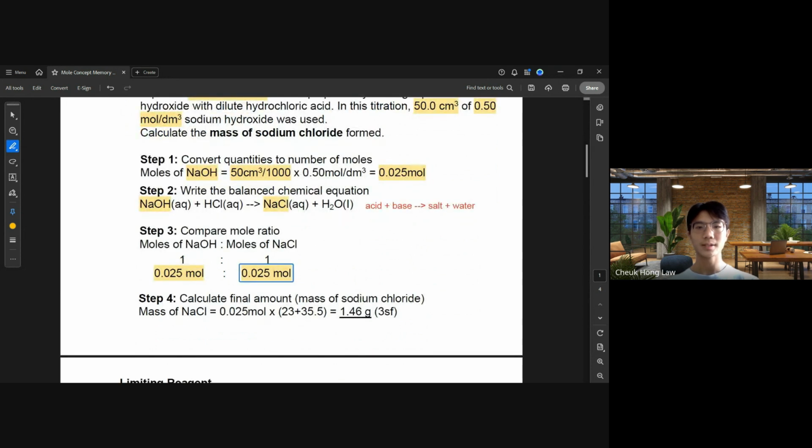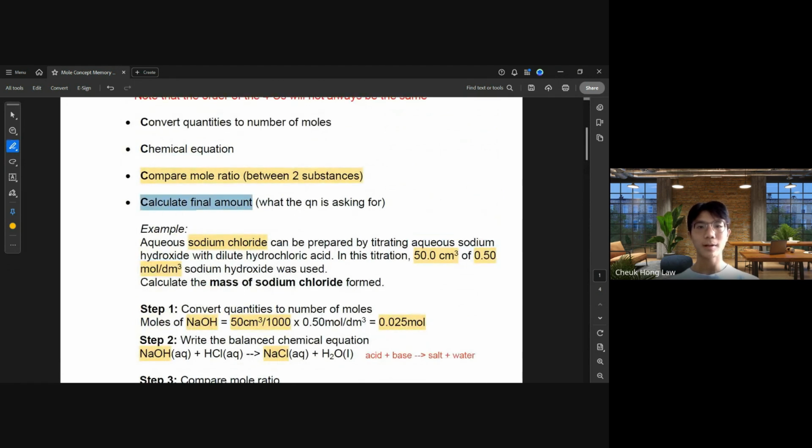So we have found this, and then we can move on to the final step, which is to calculate the final amount, what the question is basically asking for.